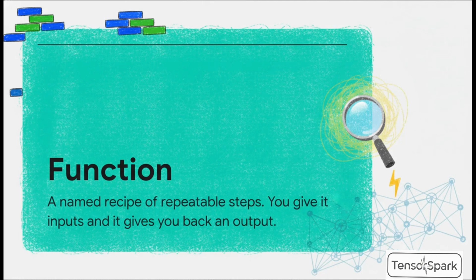So, what if you have a set of steps that you need to do over and over and over again? Well, you don't want to write them out every single time. Instead, you bundle them up into a function. The recipe analogy here is perfect. You write the recipe once, give it a name, and then anytime you need it, you just call its name, give it some ingredients, we call those inputs, and bam, it gives you back the finished dish, the output.